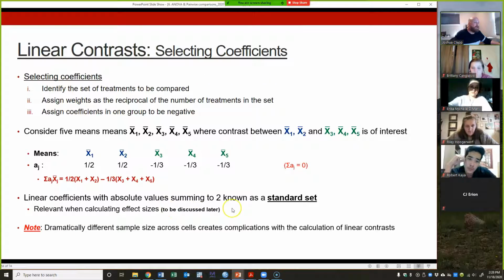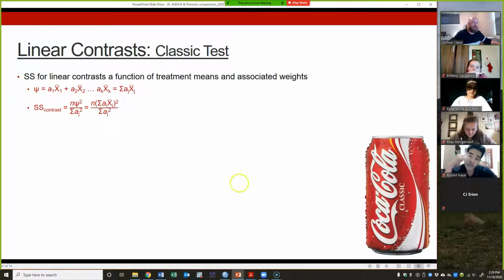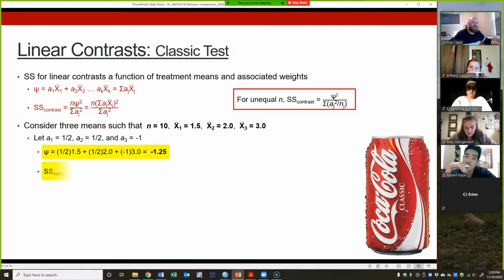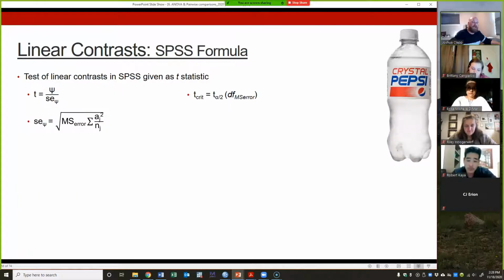Also talked about this issue of a standard set. If the absolute value of our weights sums to 2, then we've got a standard set. I'll show you why that starts to become an issue in our example here. Okay, so we talked about classic tests for running contrast by hand, and then talked about the SPSS formula.